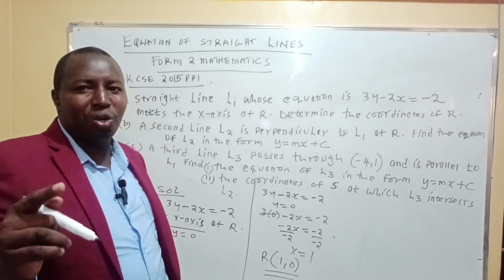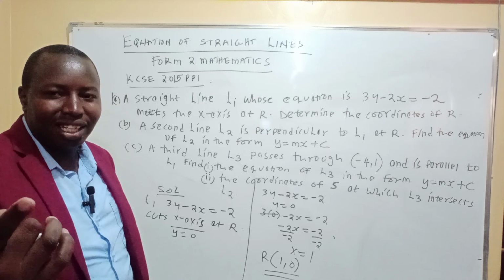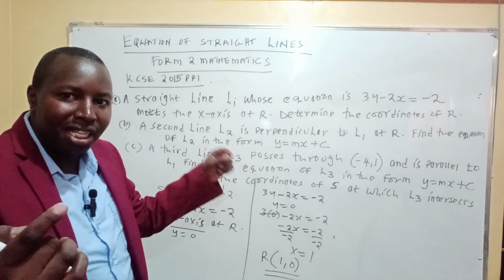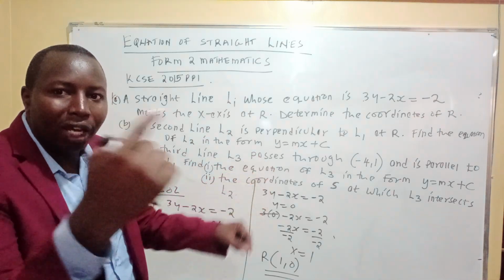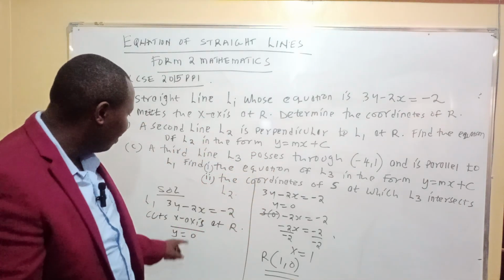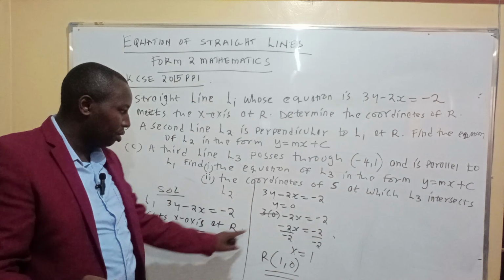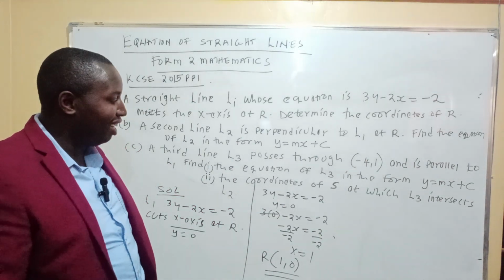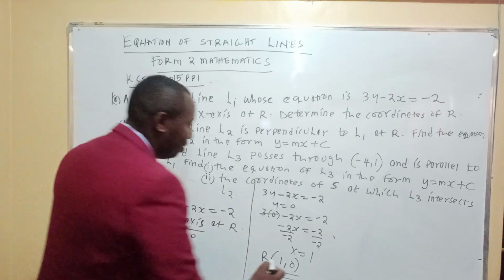In this case, you only need to understand that at the x-axis, y is 0. If it was at the y-axis, meaning it meets the y-axis, the value of x would be 0. But the examiner is saying at the x-axis, the value of y equals 0. You just substitute and get the coordinates of R. So you already have the coordinates of R. So go to question 2.